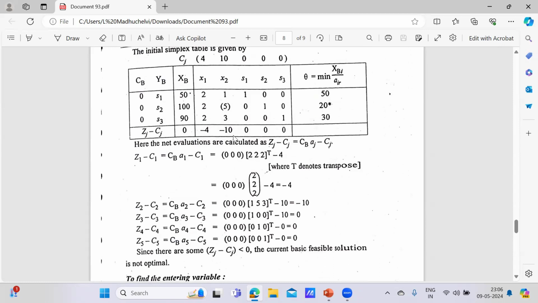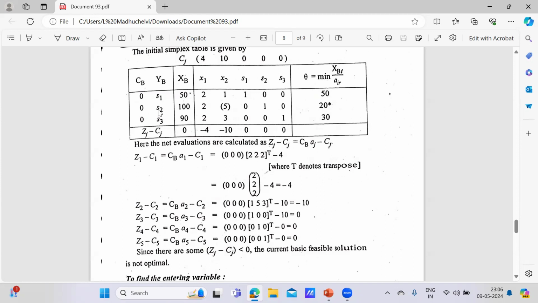As given in the simplex algorithm, we have to see the ratio. The ratio is the minimum of xBi by the pivot column element. We consider the x2 column, and xb is 50. First ratio is 50 by 1, that gives you 50. Second, 100 by 5, 20. 90 by 3, 30. Among these, we have to find the minimum. So the minimum is 20. The corresponding element in the pivot column is 5. So this is the pivot element.